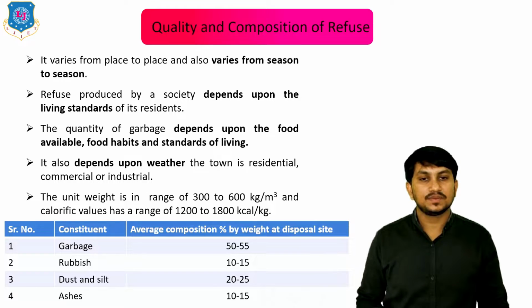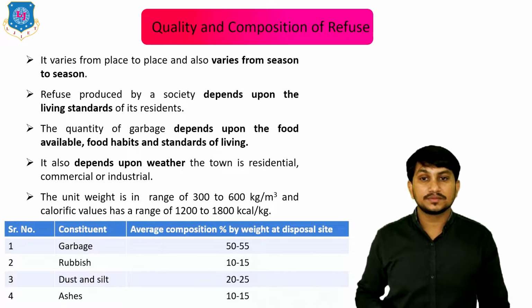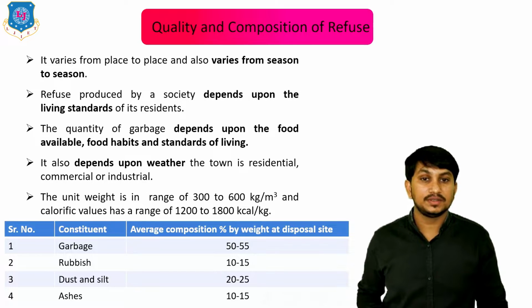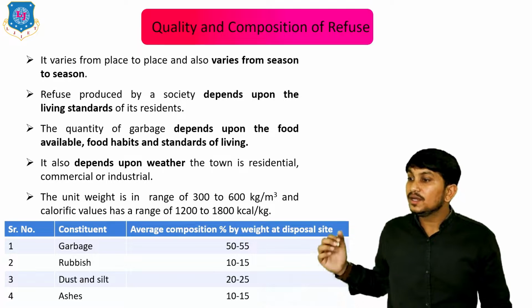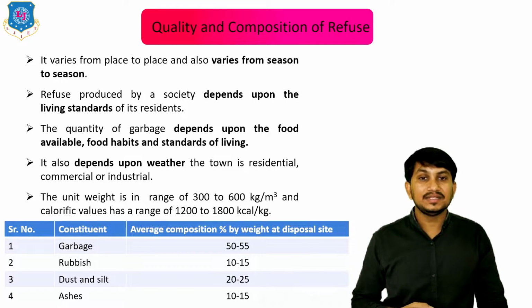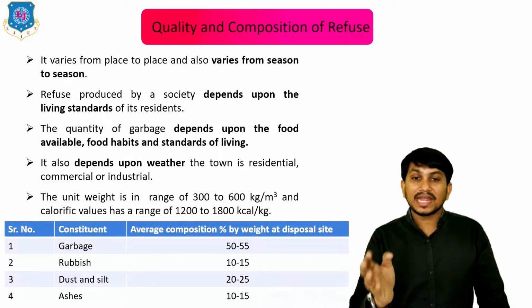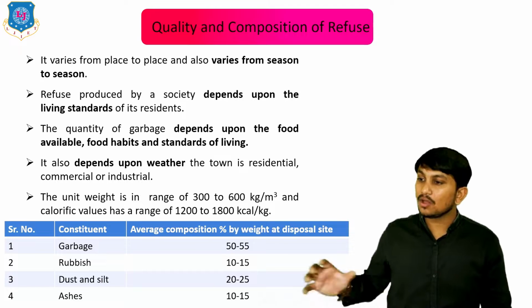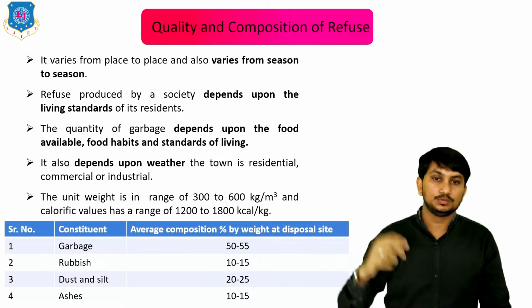This table gives the average composition by weights of various constituents of the refuse. First is garbage. It is about 50 to 55% in the waste. Second is rubbish material. It is about 10 to 15%. Third is dust and stale content, which is about 20 to 25% in the refuse. And the fourth is ashes, which is about 10 to 15%. This all depends on various categories, which is already discussed above.